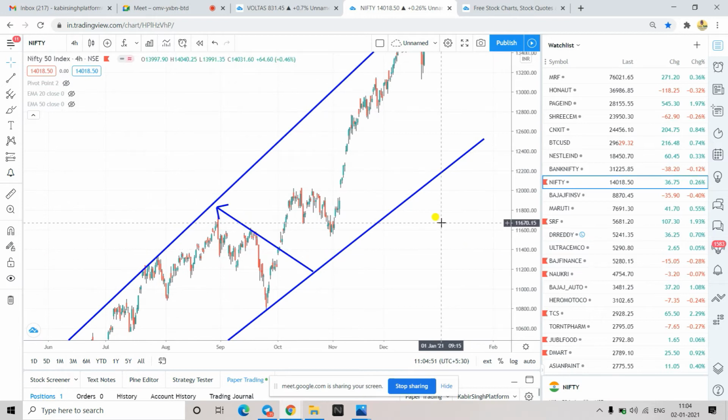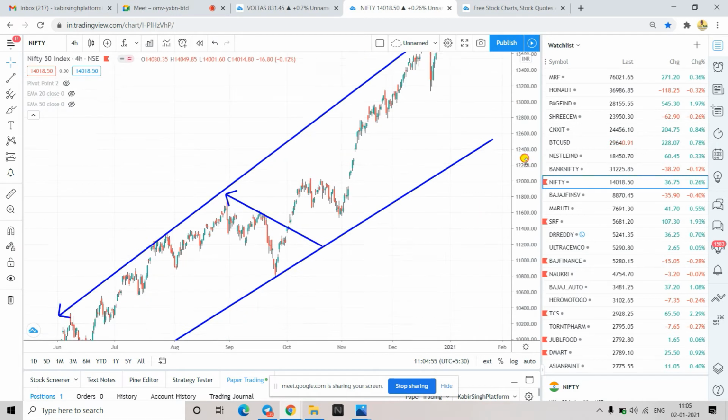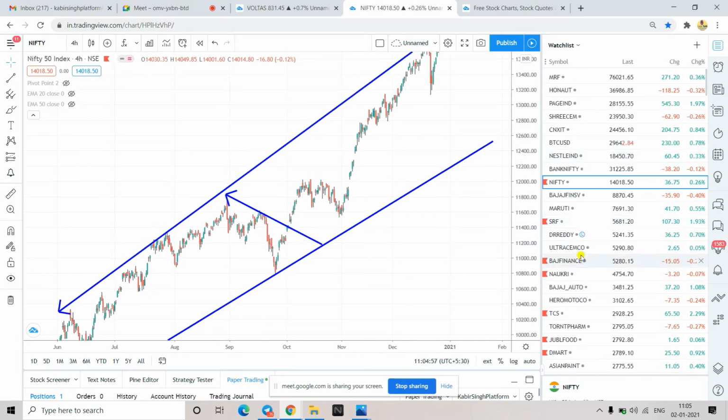Okay, now give me some other stock name. We'll find out this pattern in that. Whirlpool. Wait a second. Okay, Whirlpool. We will find out.